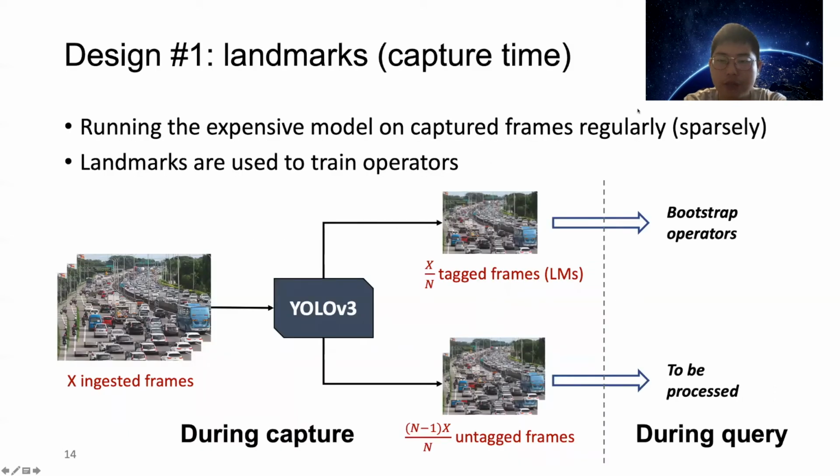The first key technique of DIVA is landmarks. Basically, the camera will regularly run an expensive object detector on the captured frames. Because of the limited computing power on cameras, the landmarks are sparse, for example, one in every 30 seconds using YOLOv3 on a Raspberry Pi. Those landmarks are already tagged by the expensive model, so they can be used to bootstrap the operators as training examples during the early stage of the query. The rest of the frames will be further processed as the query goes on.